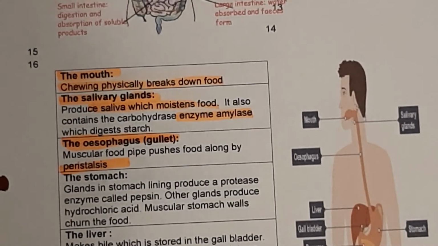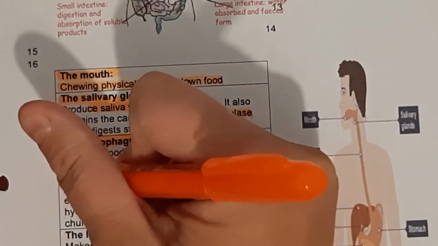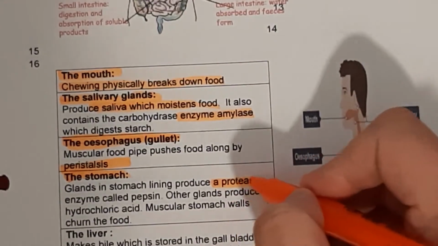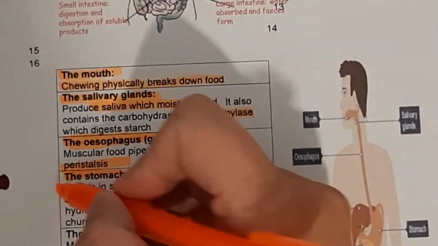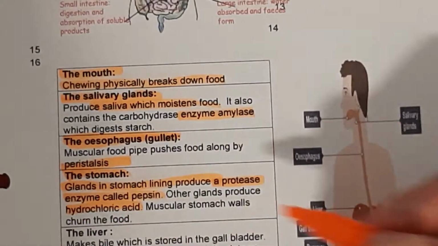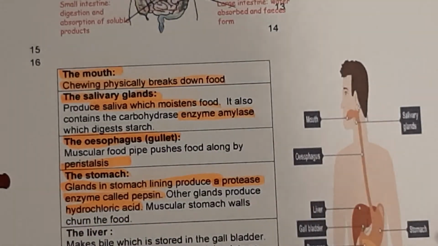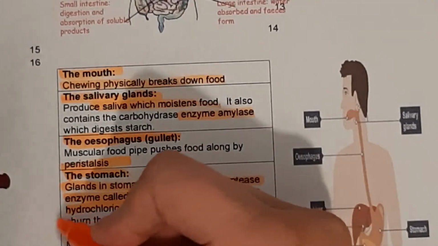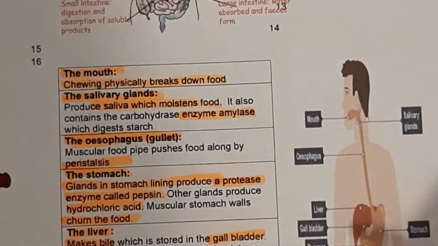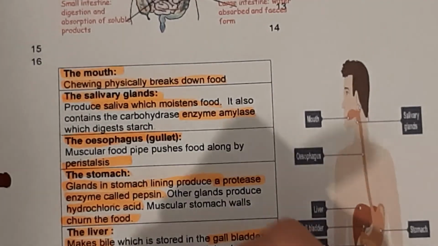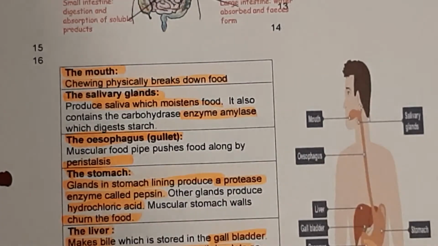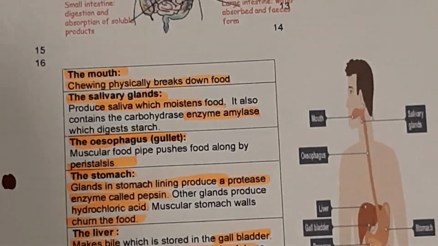The stomach, there are glands in the stomach which line the stomach, and they produce a protease enzyme called pepsin. Okay, and other glands produce hydrochloric acid, and the muscular stomach walls churn the food. The liver makes bile, and it's stored in the gallbladder. The bile breaks down lipids, so that's fats, into small droplets so that the enzymes can get to them easier.